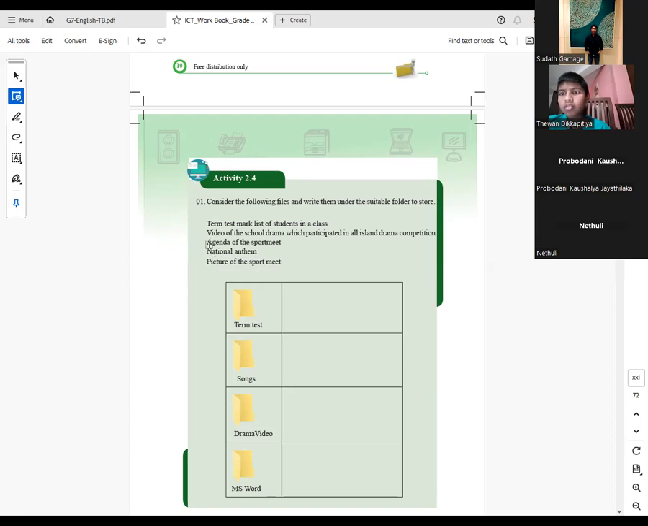Okay. Then video of the school drama which participated in all island drama competition. Drama video folder. Yes, drama video. Agenda of the sport meet. MS Word. So agenda, sometimes we create agendas using MS Word document. So national anthem. Songs. Yes. Picture of the sport meet.